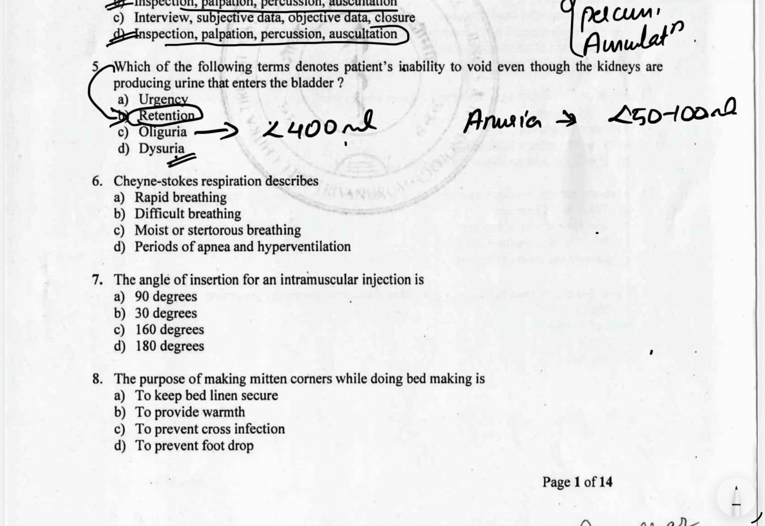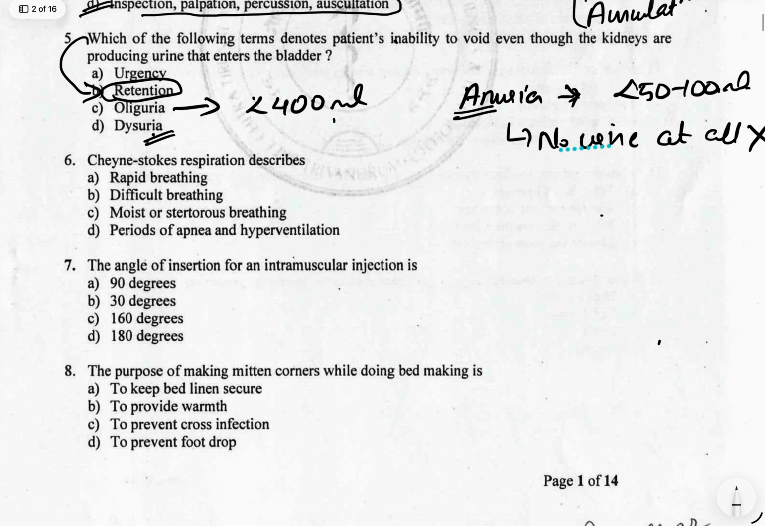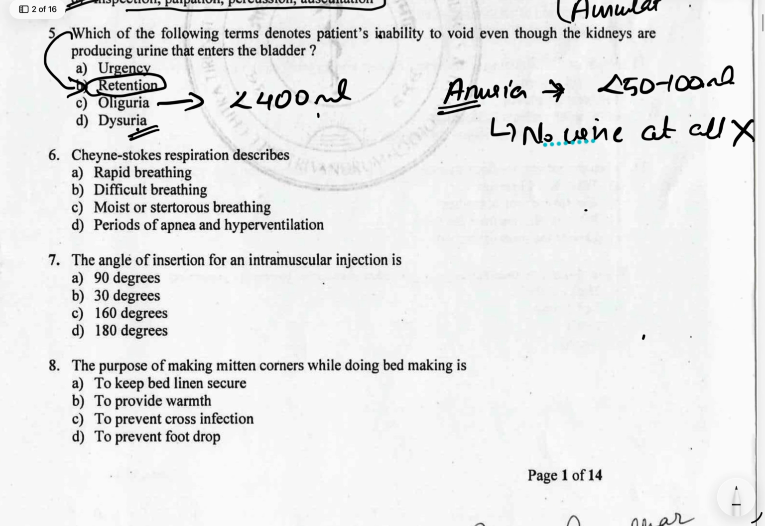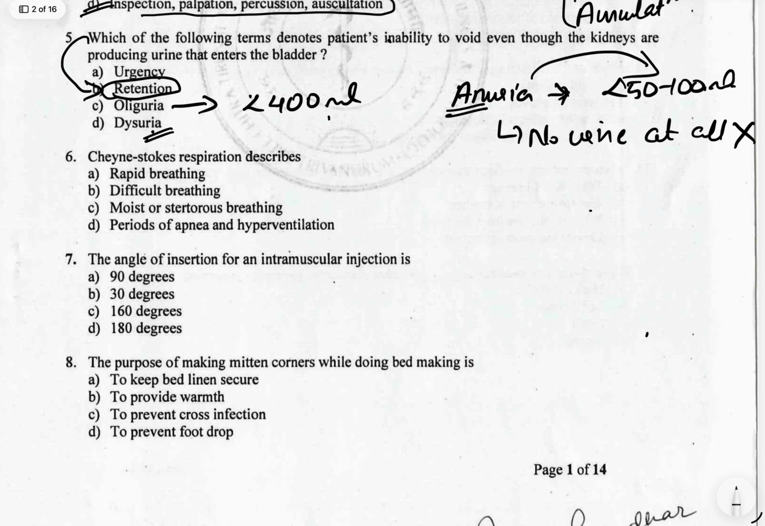That doesn't mean no urine at all. The name says anuria, no urine, but it doesn't mean literally no urine at all. The patient is still producing urine, which is actually less than 50 to 100 ml in 24 hours. So that is called anuria. Very easy to remember, but still it can be a bit confusing.